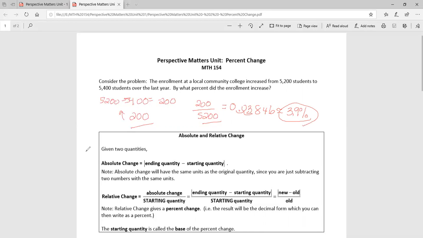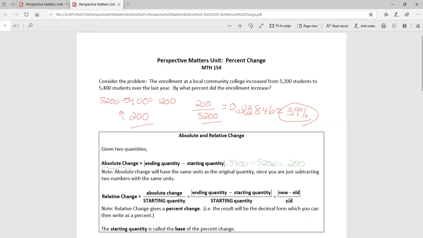So to start, we have this idea of absolute change. That was the 200. So that was the ending quantity, which was that 5,400, minus the 5,200, which told us that we had an increase of 200. Either way, we're going to do these absolute value bars. So absolute change, you're subtracting two numbers with the same unit, and then we're taking the absolute value. So this could either be increasing or decreasing, but we had a change of 200 students.